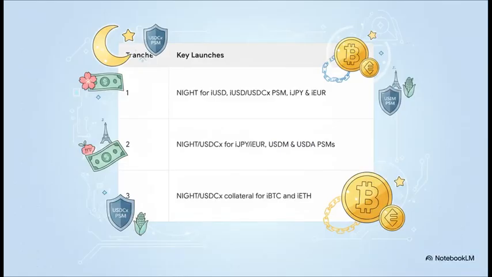Tranche 1 kicks things off with Night, the USDC Peg Stabilization Module, and highly anticipated Forex assets like iJPY and iEUR. Then, Tranche 2 expands those Forex pairings and adds new PSMs for USDM and USDA. Finally, Tranche 3 opens the floodgates, rapidly expanding collateral options for heavy hitters like iBTC and iETH.